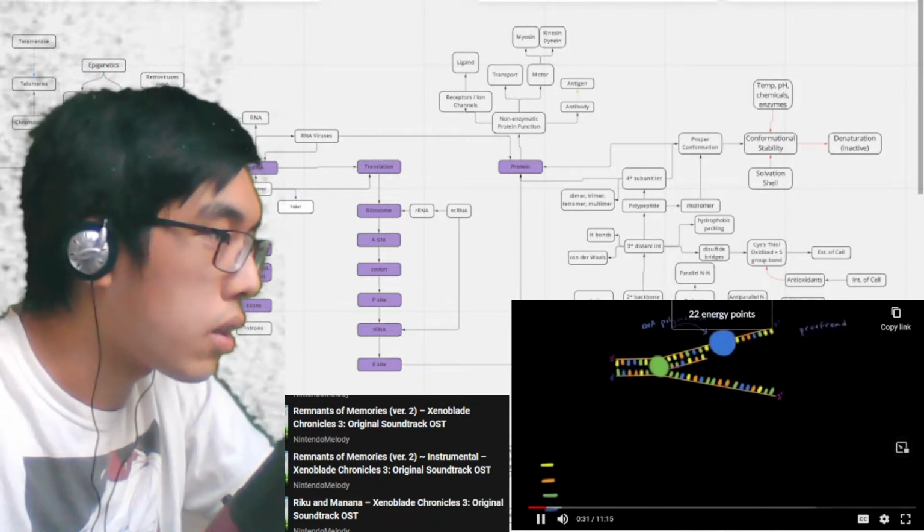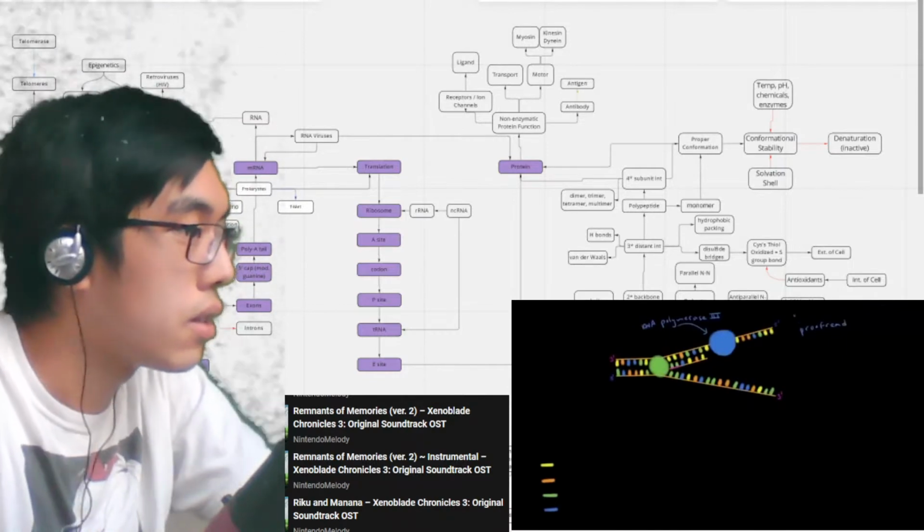Oh my god, why are the energy points on the thing? Okay, thank you. Before we get into that, just order yourselves and quickly summarize the diagram that we're looking at.